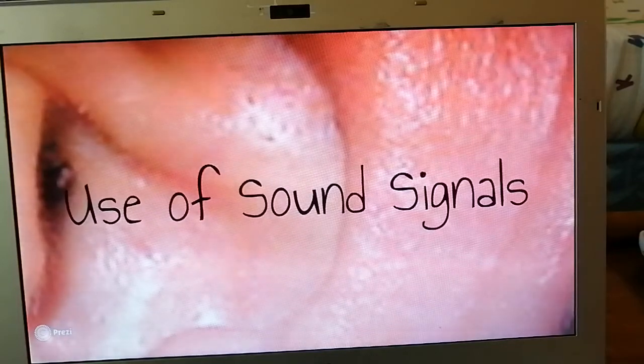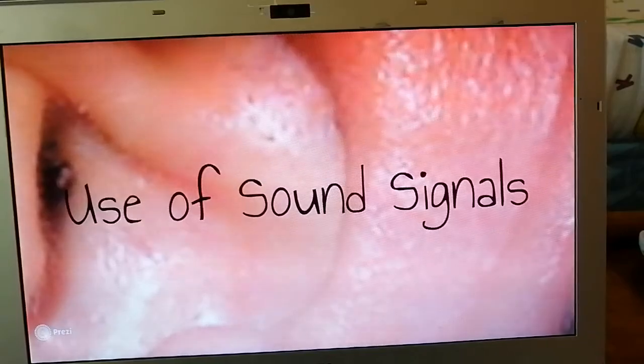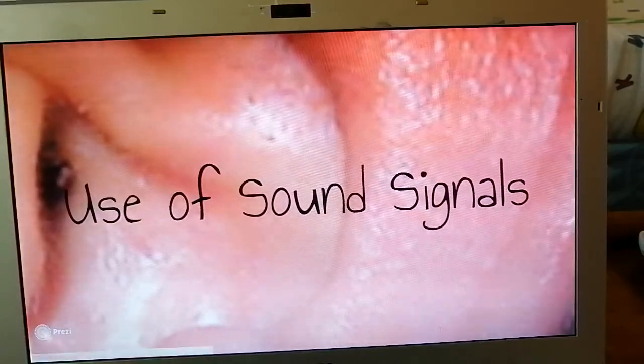In the case of sign language, we say use of signs as symbols. So symbolic signs instead of symbolic sounds. Let's continue with the other features.